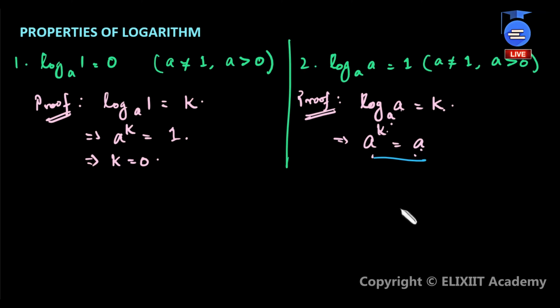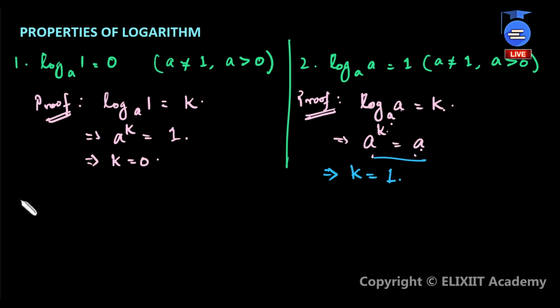So what do we do from here? Obviously this is true for k equal to 1. Power is 1, then only a to the power k is equal to a. So log a base a is equal to 1. These are two basic properties. So log 1 base a is equal to 0 and log a base a is equal to 1.